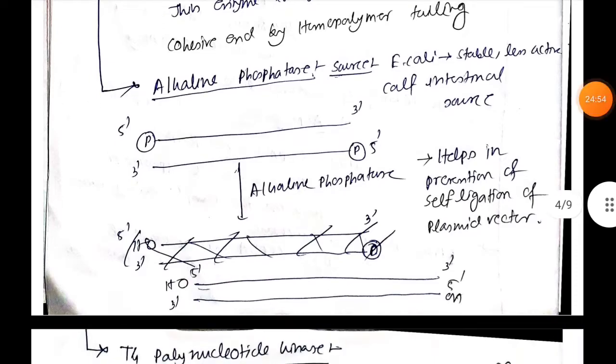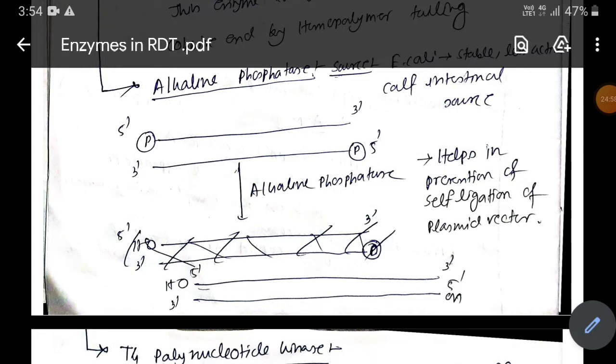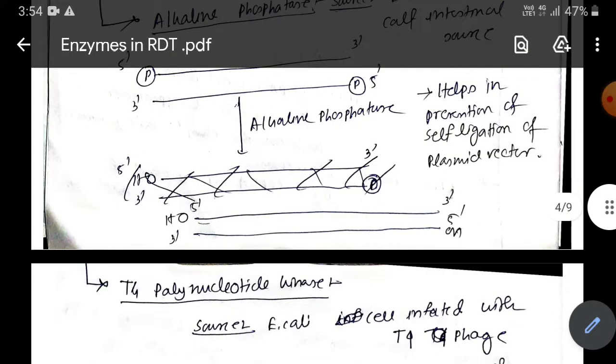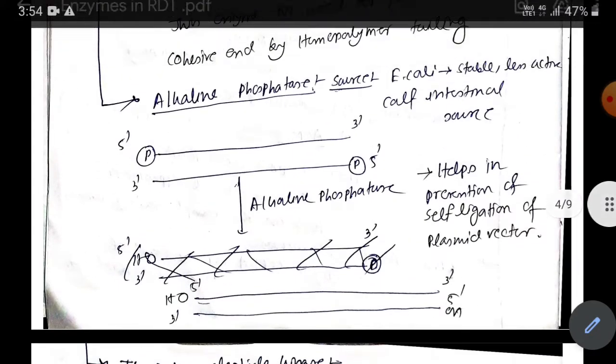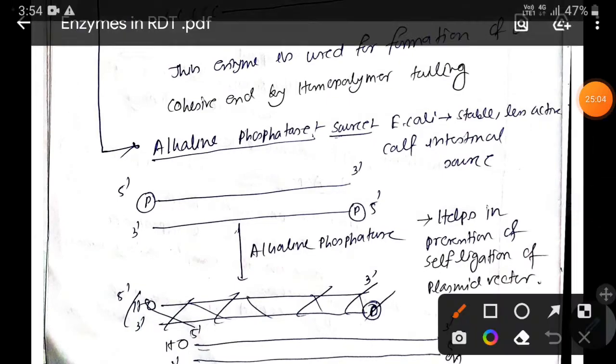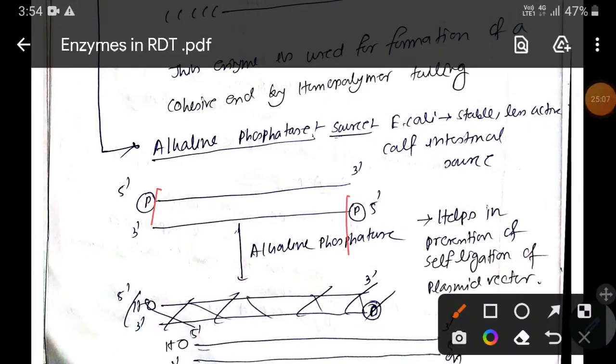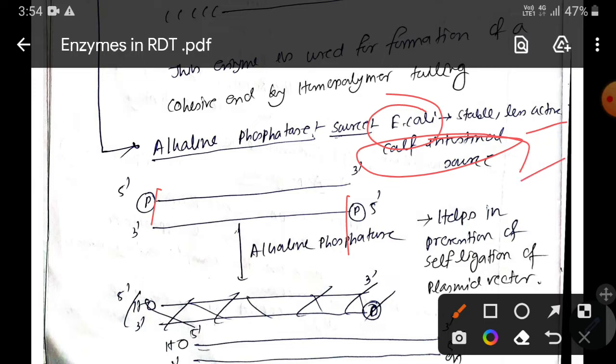Now the second thing is alkaline phosphatase. I have also discussed alkaline phosphatase at the beginning of that class. So alkaline phosphatase removes the 5' phosphate group, right, as we have discussed. It can be isolated from E. coli and a calf intestinal source. So remember, the alkaline phosphatase in the case of E. coli is stable, but it is less active than the calf intestinal source.